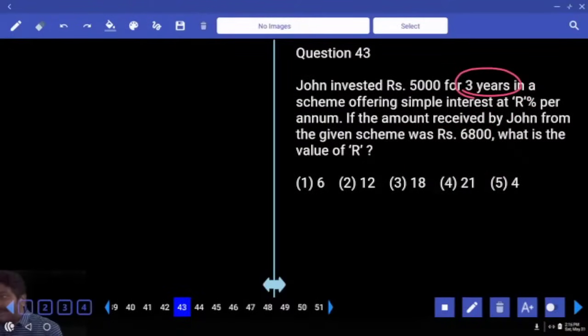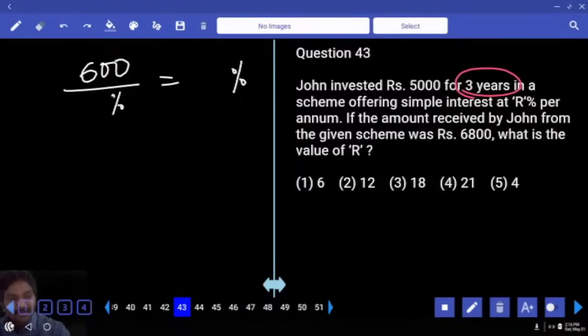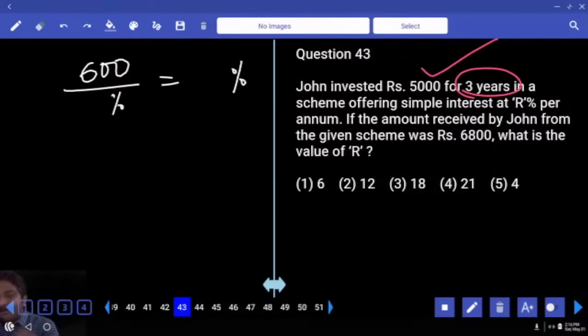Because this is simple interest, per year interest will be 1,800 divided by 3, so 600 rupees interest per year we got. This we have to convert into percentage. So this must be divided by 1% value only. What is 1% of the principal? 50. 1% value is 50. 600 by 50, 12% per annum.